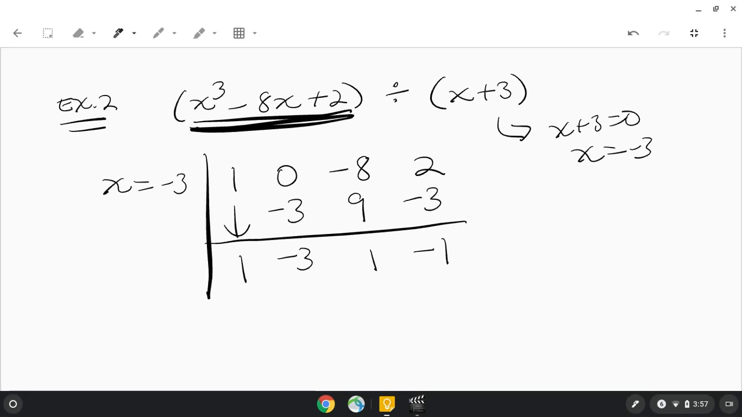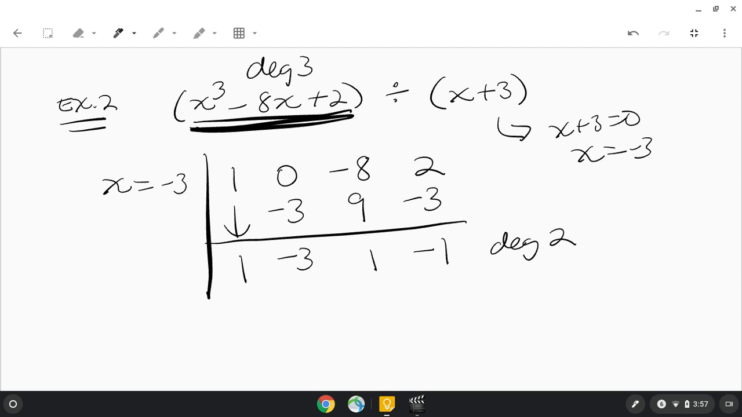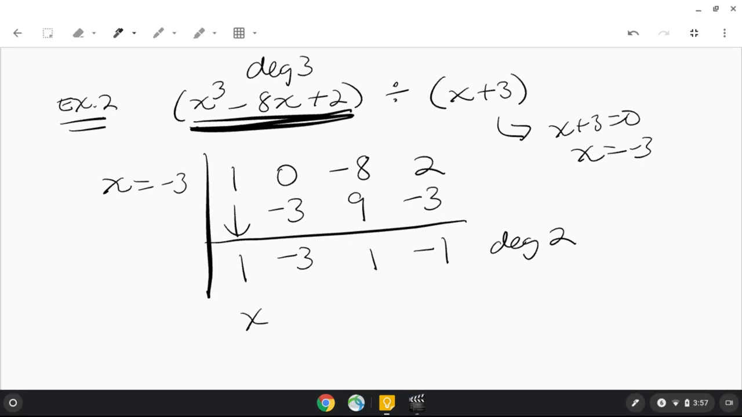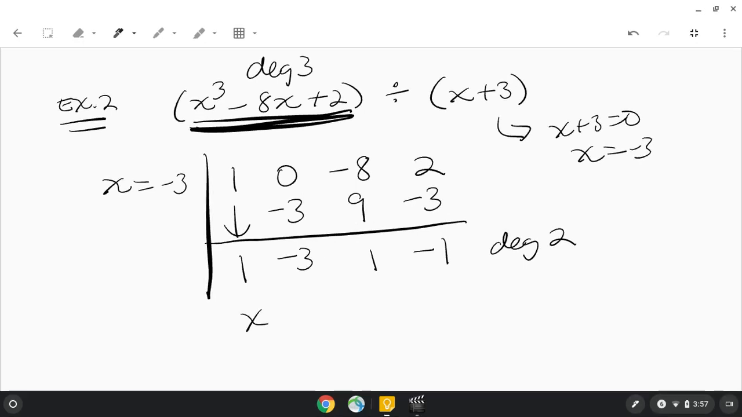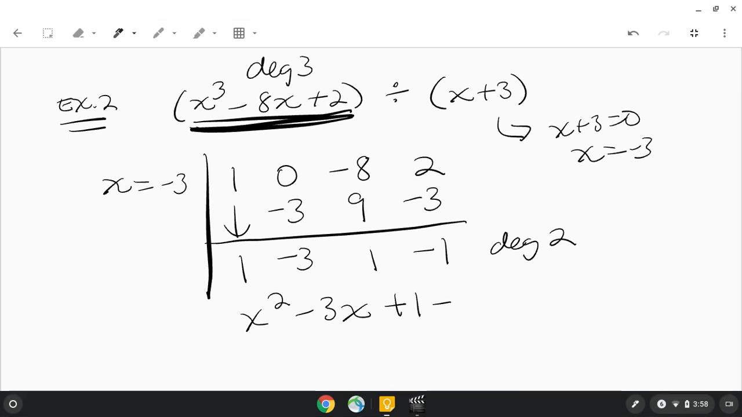And this is a degree 3, so this will be a degree 2, always 1 degree less. So it's going to be 1x squared minus 3x plus 1 minus our remainder, so minus 1 over x plus 3. Okay, see how we got this?